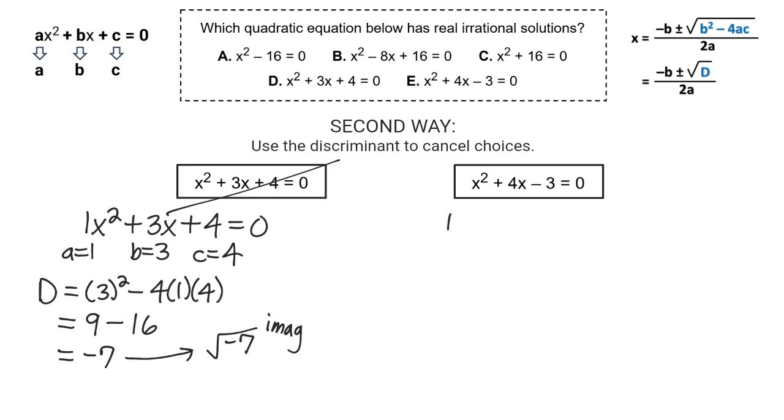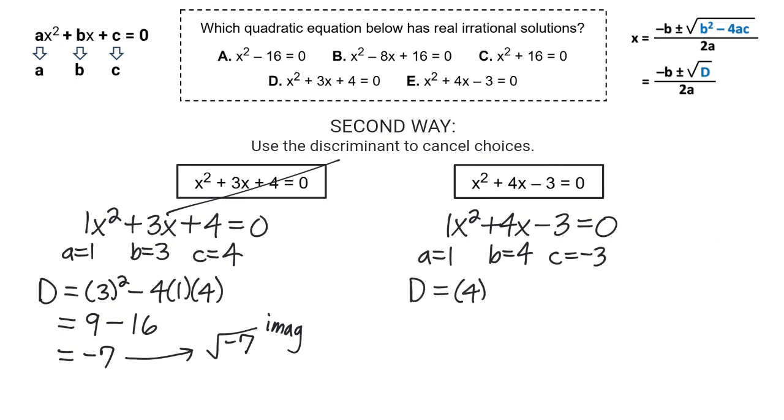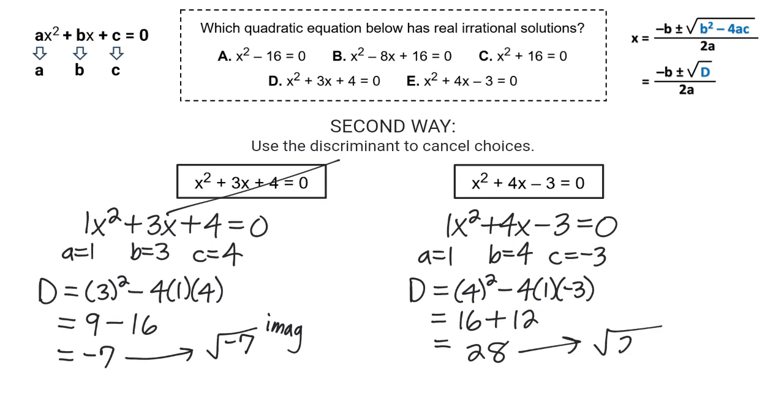Let's go ahead and work out this last one. Where a is going to equal 1, b is going to equal 4, c is going to equal negative 3. So you're going to end up with the discriminant of b squared minus 4 times a times c. And this is going to end up giving you 16 plus 12, which is 28. So I know inside the quadratic formula, it's going to give me the square root of 28. Not only is this irrational because it's an imperfect square root, it's also real. So once again, the answer is E.